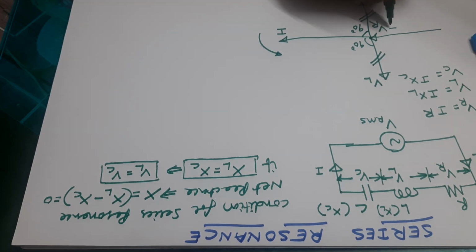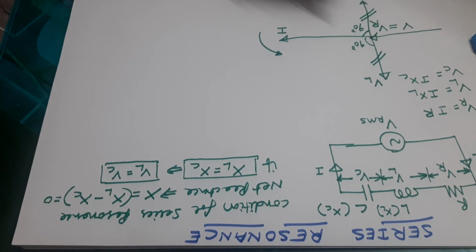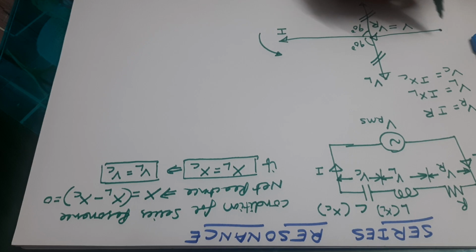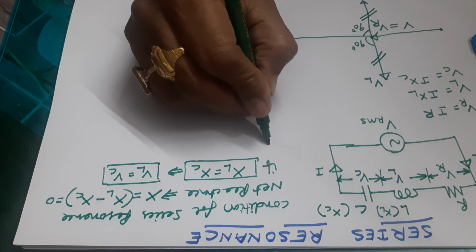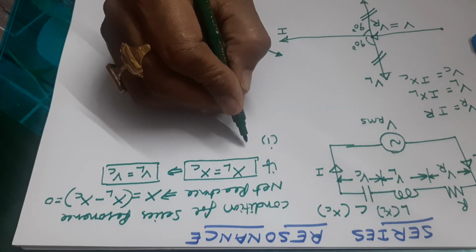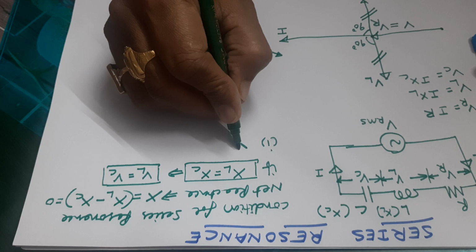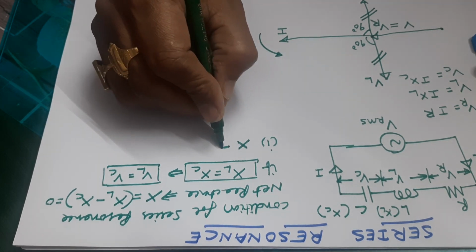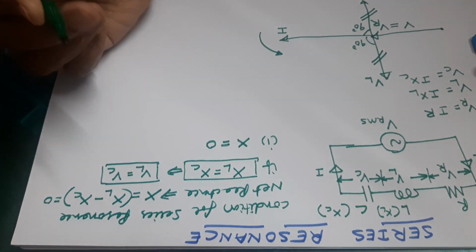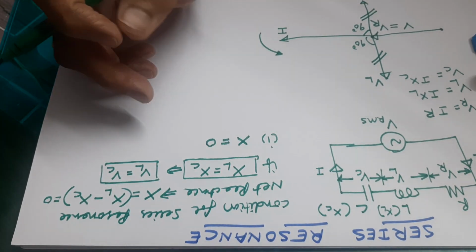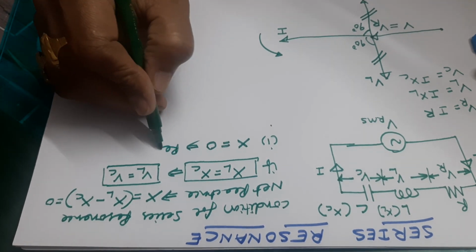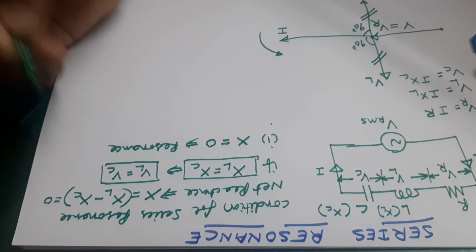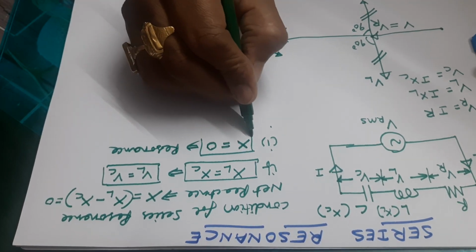Therefore, what is the total voltage? The total voltage will be VR itself. So from this phasor diagram, it is clear that the condition for resonance is that net reactance is 0. That is the resonance condition.